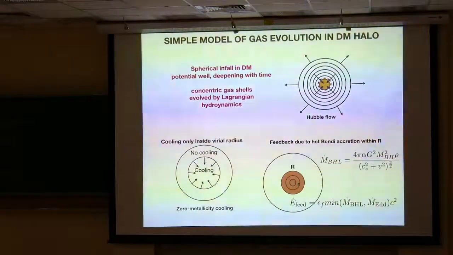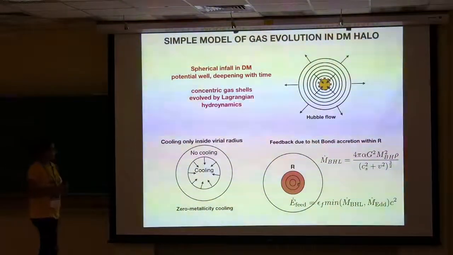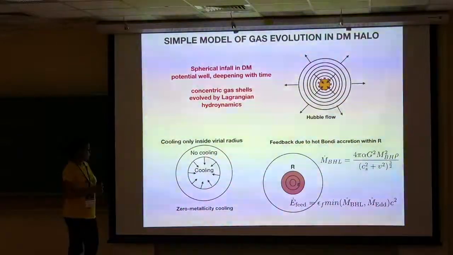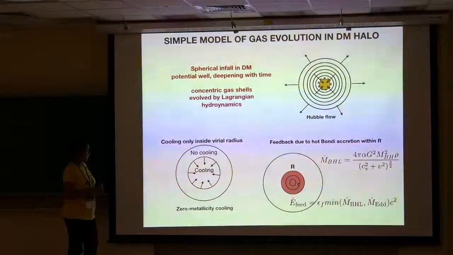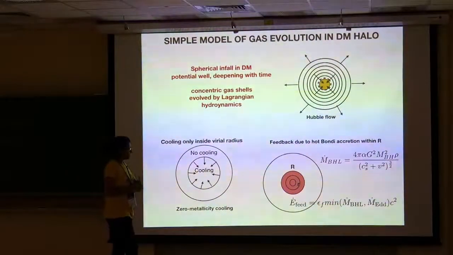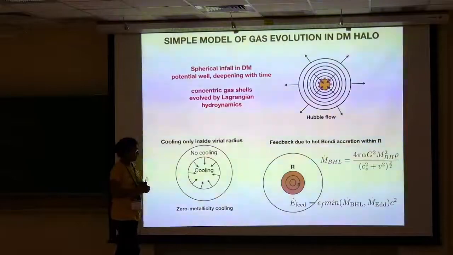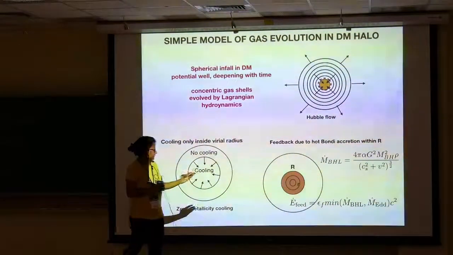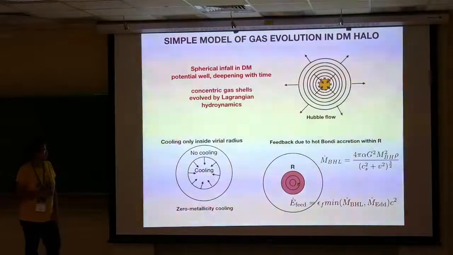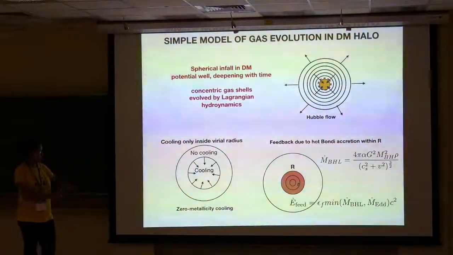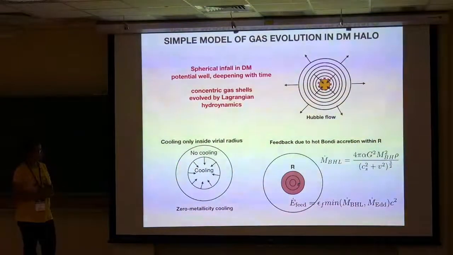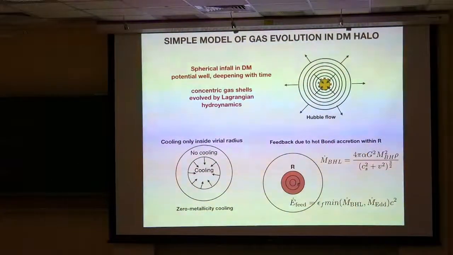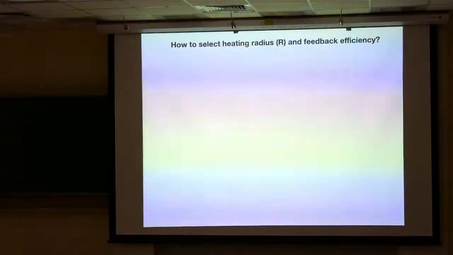In such a setup, we first start with very simple cooling and heating prescriptions. Cooling is only inside the virial radius, and we start with zero metallicity cooling. For heating, we use a hot Bondi accretion model, with an accretion efficiency and a heating radius. So we put heating only within a certain radius. These are our two parameters, and we need to constrain them so that it matches some observations.